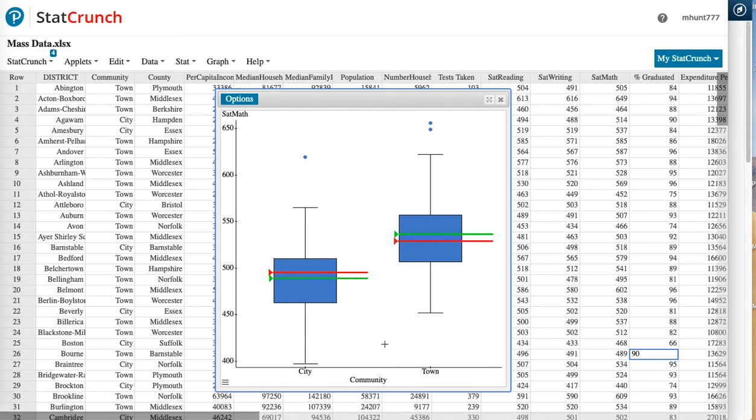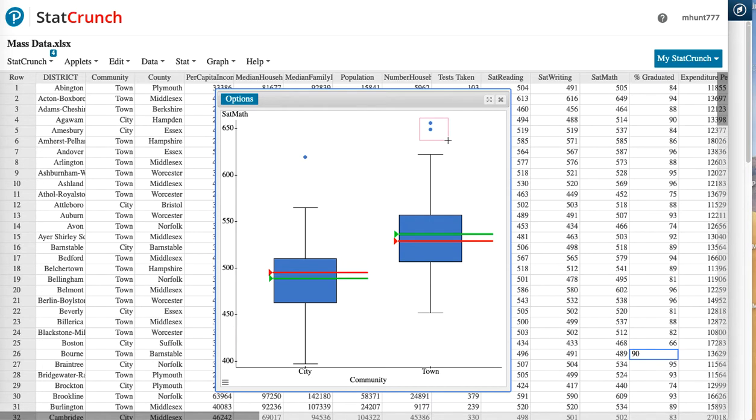Let's talk a little bit about symmetry. In the towns, I see that the median is a little bit smaller than the mean, which means that it is skewed towards the high end. It is right skewed. The reverse is true for the cities. The mean is a little bit less than the median, which means it's skewed towards the low end, or it is left skewed.